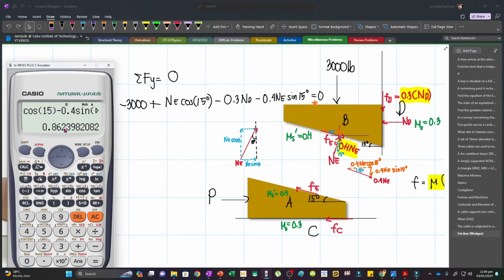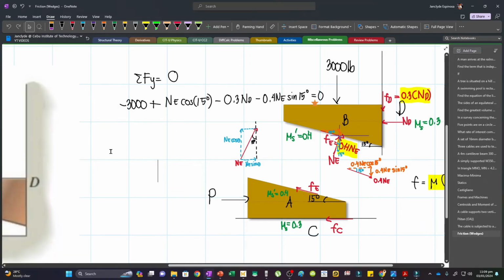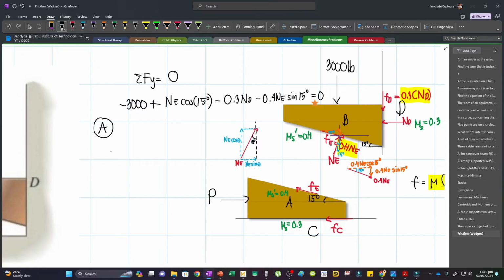Now instead of writing this whole expression, I will just store this into a variable. Let's say I will store that at A. Again, that value is stored at A. And so if I type A, it will give me that exact value. That's what I'm essentially doing here. And so we can simplify this into A times NE.